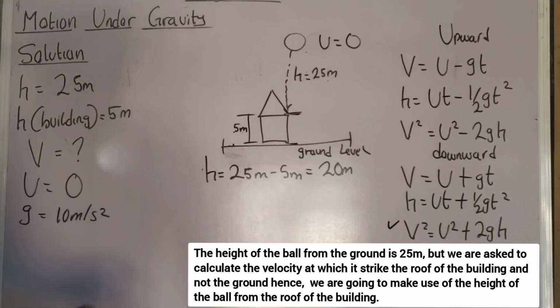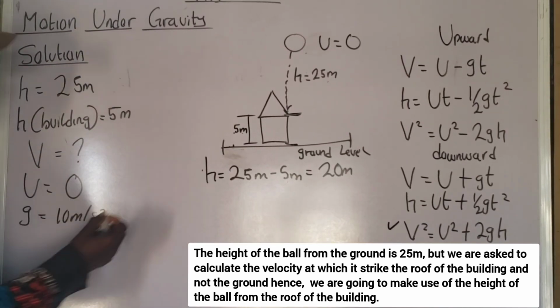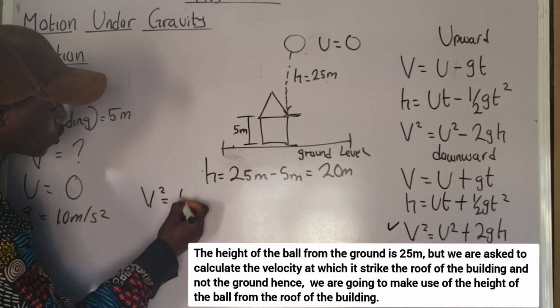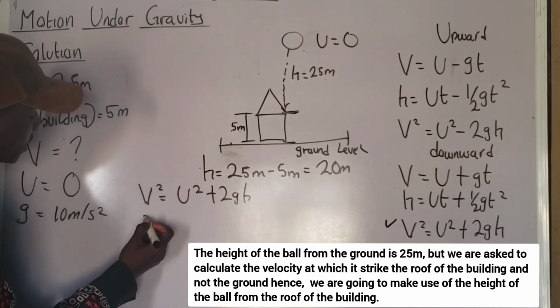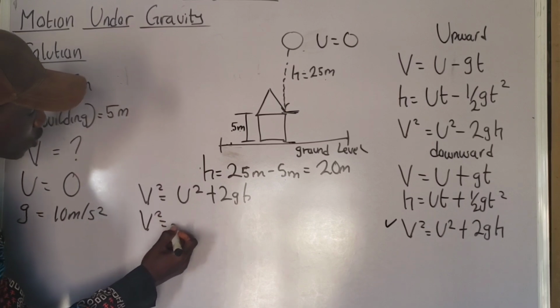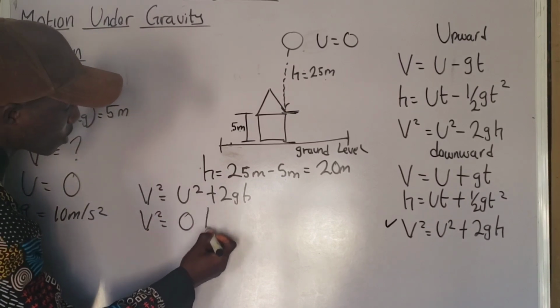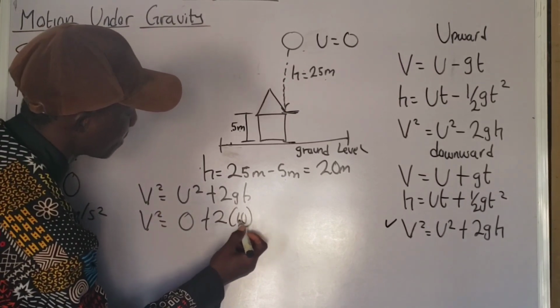Okay, let us use the third equation. The third equation is v squared equals u squared plus 2gh. You understand? Now v squared equals u squared. u is 0, so I'm going to have 0 plus 2 multiplied by 10 multiplied by h.